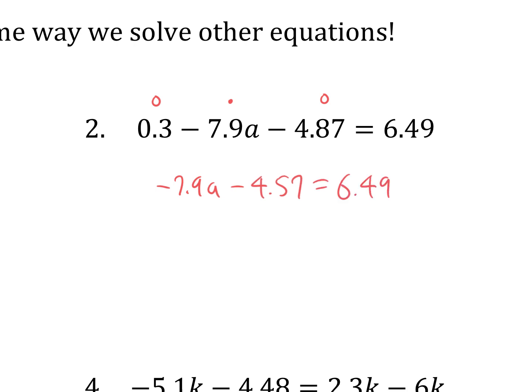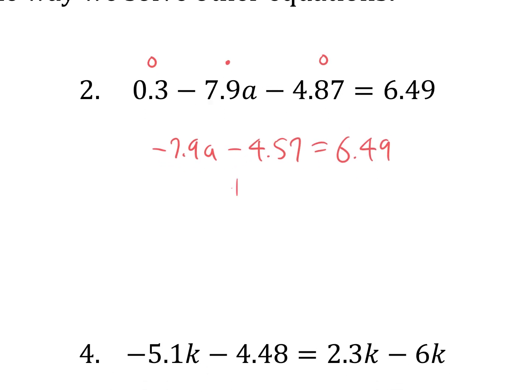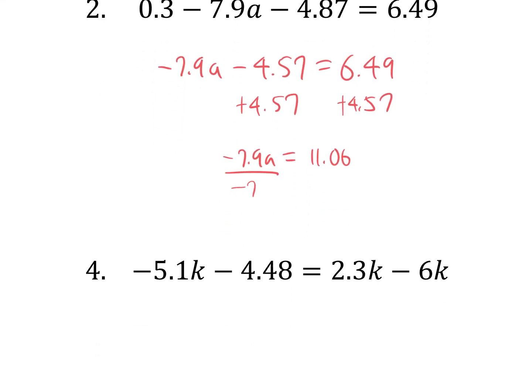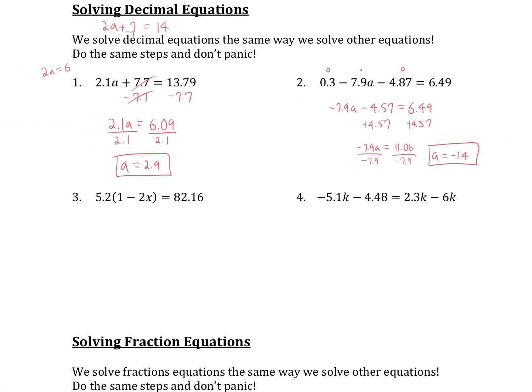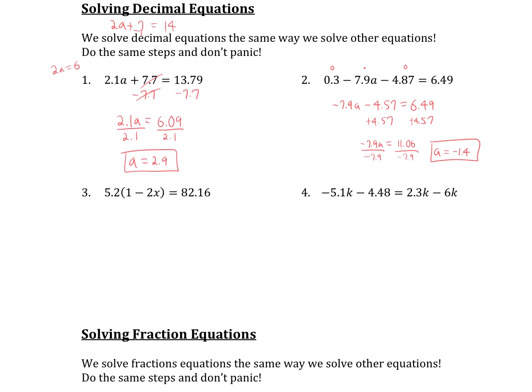All right. Okay, now we need to get the negative 7.9a by itself. How do we do that? We're going to add 4.57. So we get negative 7.9a equals 11.06, it looks like. Divide by negative 7.9. We get a is going to be equal to negative 1.4. All right, again, always feel free to pause the video now that we've gone through a couple and try these as they're kind of making sense.